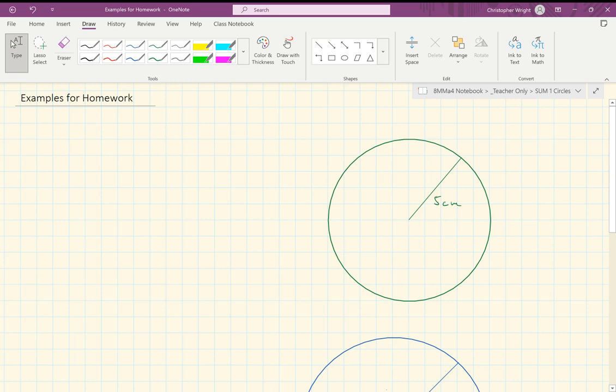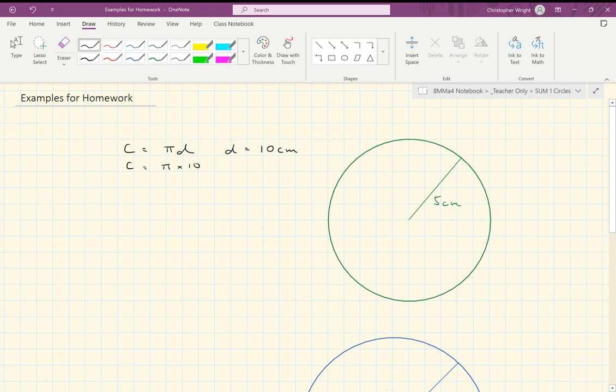Okay, so here we have a green circle, and I've been told the circle's radius. And I'm being asked to find the circumference of the circle. So I know my formula is c equals pi d, and in this case, the radius is 5, so the diameter is 10 centimeters. So that means that c is going to be pi times 10.